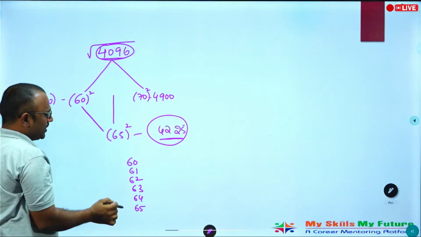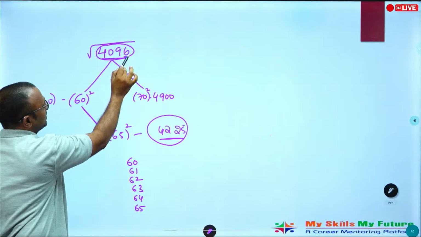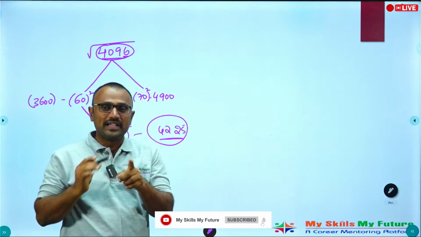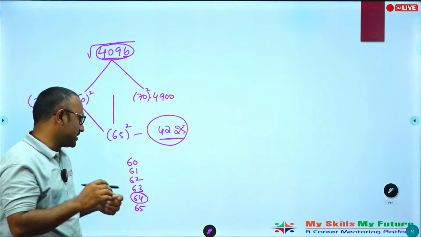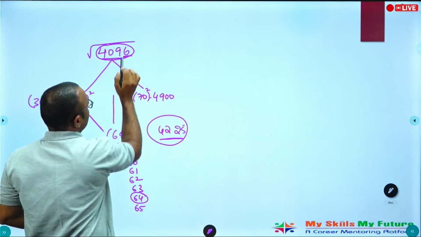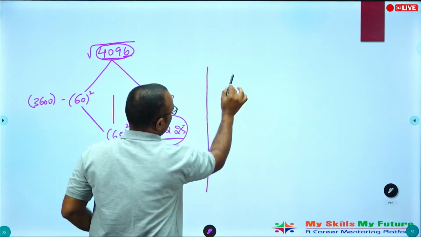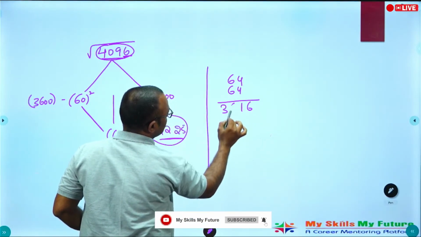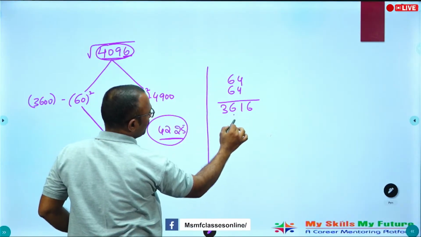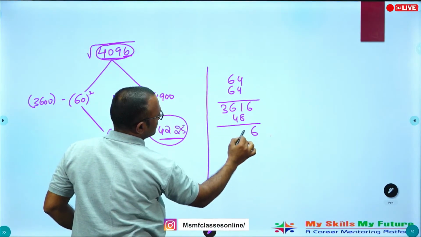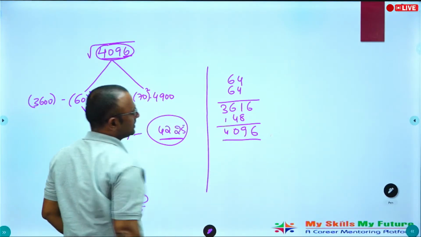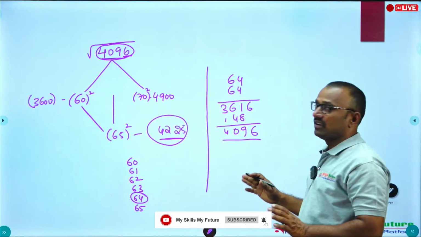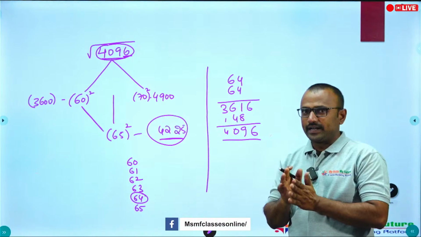Which number's square ends with 6? That means 64. If the unit digit of a number is 4, then the unit digit of its square is 6. So 64 square: 4 fours are 16, 6 6s are 36, 6 fours are 24, 24, 48, giving 4096. I hope you are getting how to find squares and square root values.